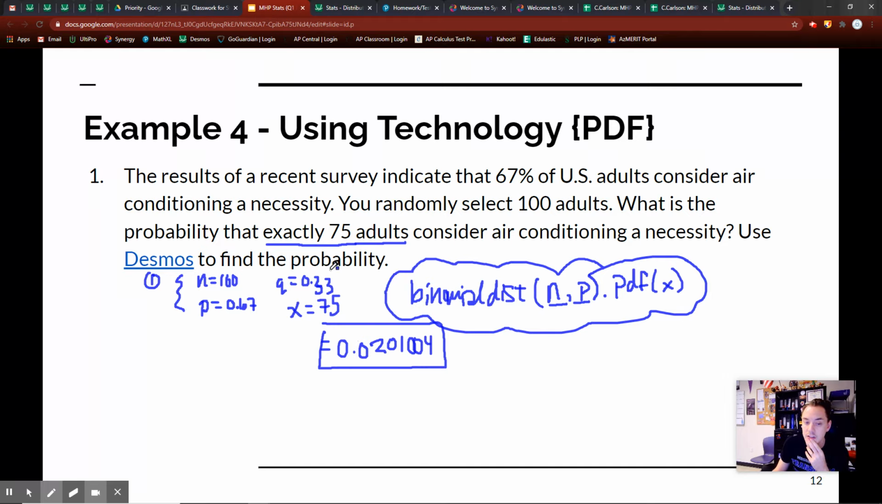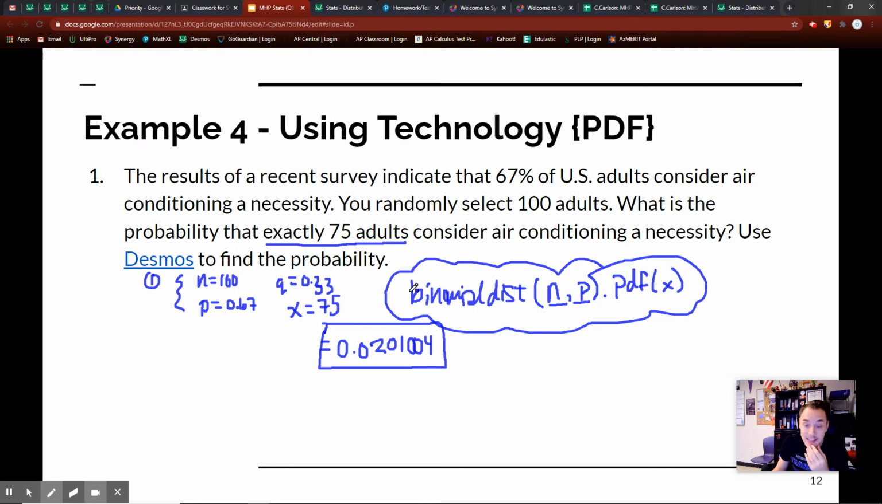So what's the probability of selecting exactly 75 adults that consider air conditioning a necessity? Or sorry, it's roughly 20% because 1 and then 2. No, that's definitely 2%. Which seems pretty low. I mean, exactly 75 adults. I guess if you have to have the total, all 75 adults, what's the probability of selecting 75 adults who actually think it's necessary? Yeah, I guess that makes sense.